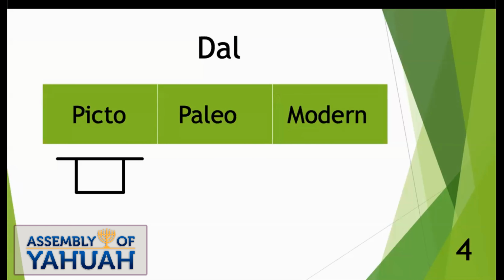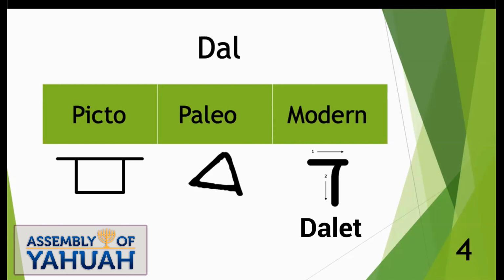So we have the picto image. Here is dal in the paleo, and here's the image of the modern dal, including the strokes to draw it. Now the modern word for door in Hebrew today is the word dalet. There you go.